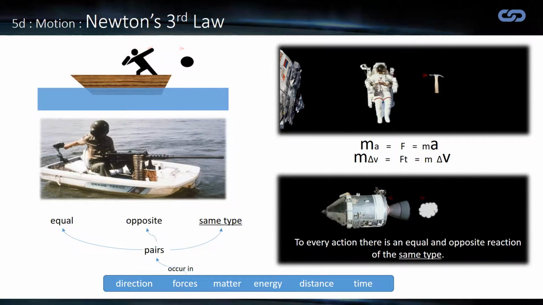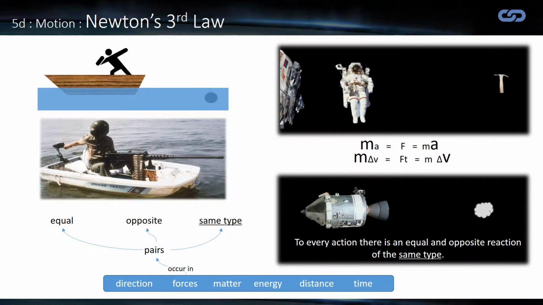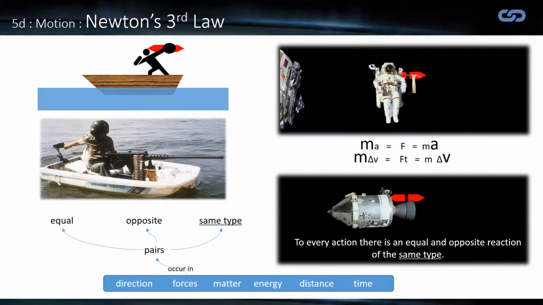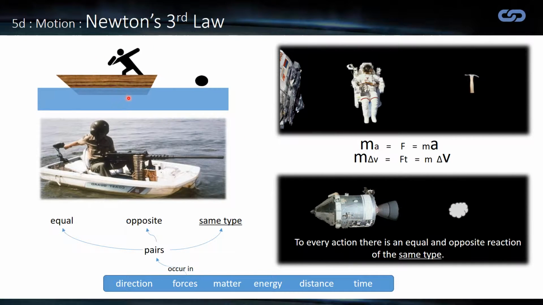This is Unit 5D. It deals with Newton's third law and some of the consequences of it in terms of gas pressure and also momentum. So to begin with, here we have a familiar situation, or at least one we can relate to.